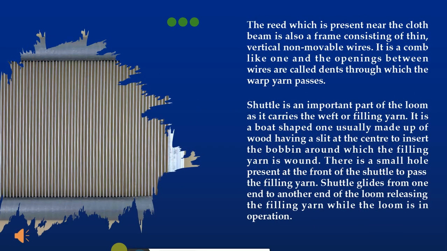The reed, which is present near the cloth beam, is also a frame consisting of thin, vertical, non-movable wires. It is comb-like, and the openings between the wires are called dents, through which the warp yarn passes.